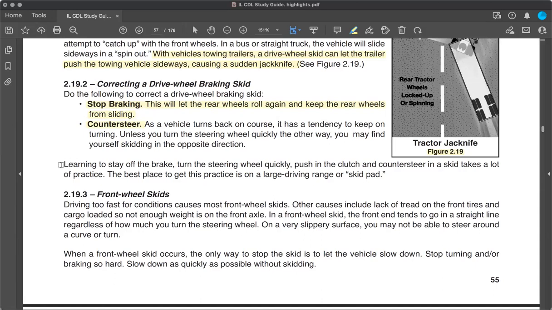The next paragraph says learning to stay off the brake. Just make note of that, because that's really, in a lot of these situations, what we have to learn, right? We have to learn not to hit those brakes. That's just another one of those situations where we don't hit the brakes.